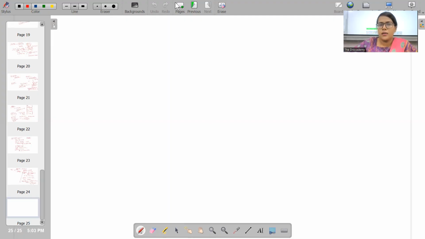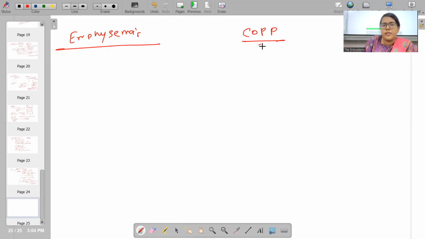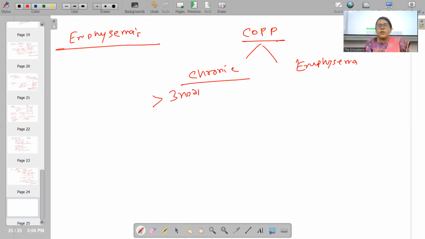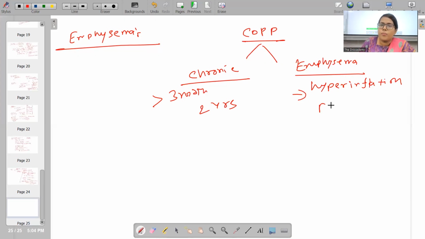Okay, so different types of emphysema, I'm just going to give a very rough overview. In COPD, everybody knows there are 2 varieties: one is chronic bronchitis and one is emphysema. In chronic bronchitis, the patient has had a productive cough for more than 3 months in each of the last 2 consecutive years. And emphysema basically means hyperinflated lung fields, hyperinflation. This has a poorer prognosis compared to chronic bronchitis.